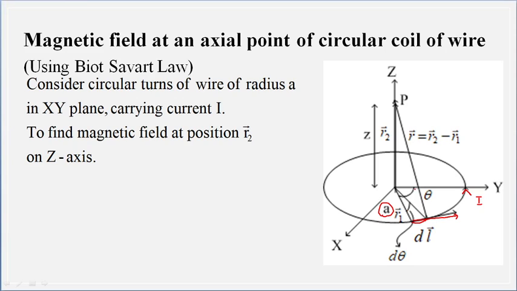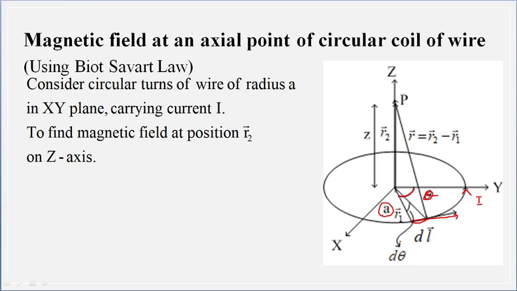Then, from the y-axis, this radius vector to the element is making an angle theta with the y-axis. See, this is the angle theta, and this is the angle d theta.